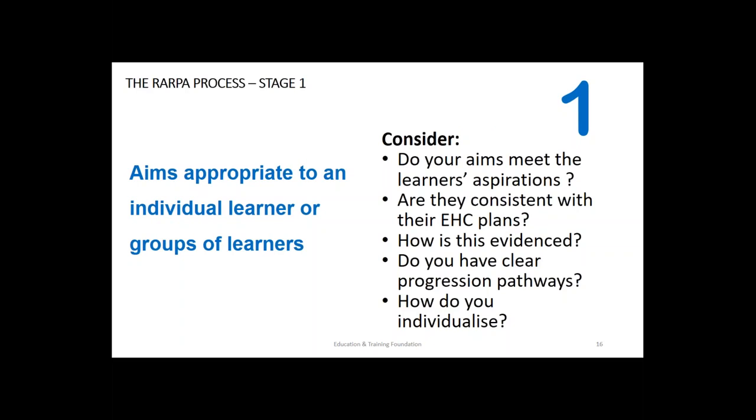So just some points for you to consider, and this will be available for you later for when you're reassessing and evaluating your own provision. Do the aims meet the learner's aspirations? Are they consistent with what is on the education healthcare plans? Do you have clear progression pathways? And how do you individualise for that learner within your study programs? How do you enable the slight differences that your individuals need to learn to progress? How do you formalise that within the programs?